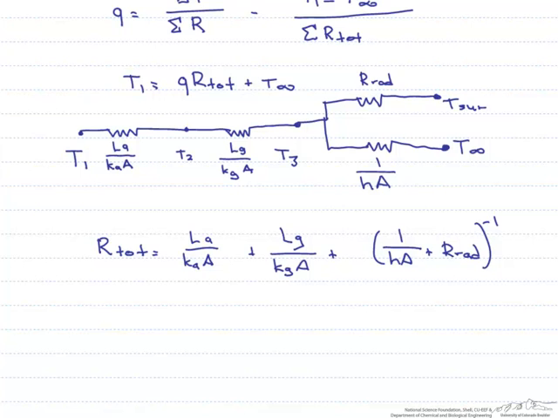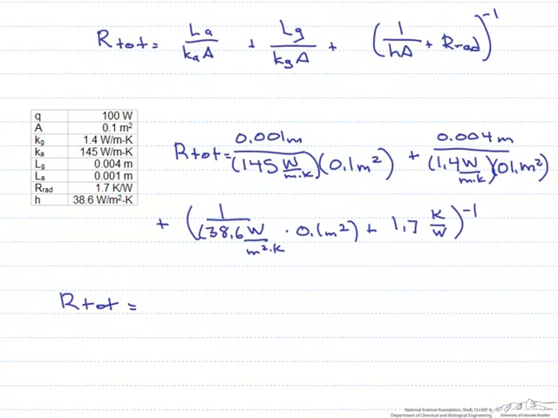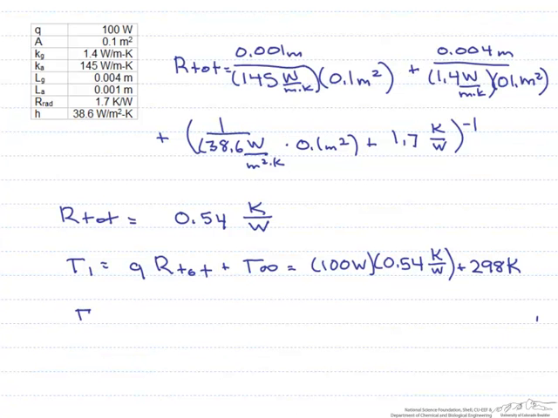Let's list what we know. So let's put these into our equation for the total resistance and solve. We get a total resistance of 0.54 Kelvin per watt. So our T1 is going to equal our Q times this total resistance plus T infinity. So our T1 is going to equal 352 Kelvin.